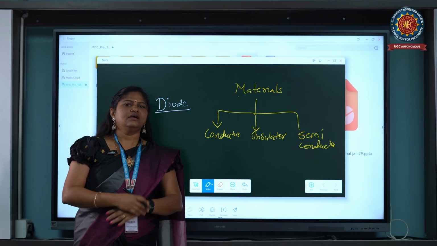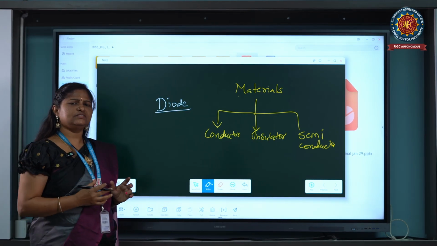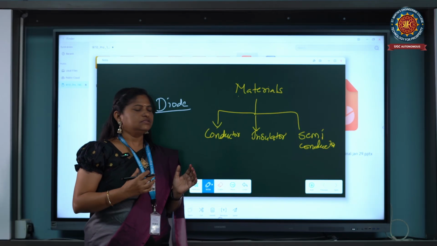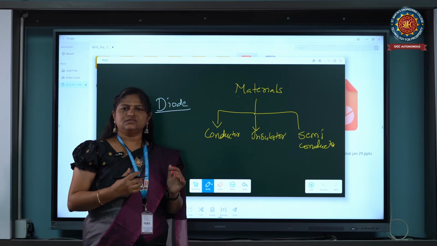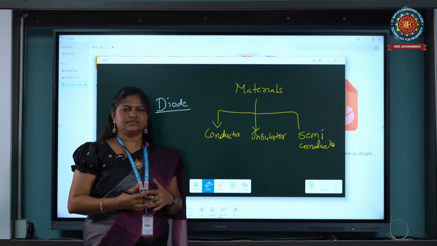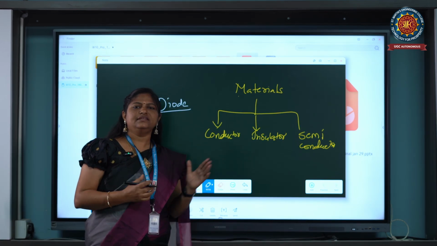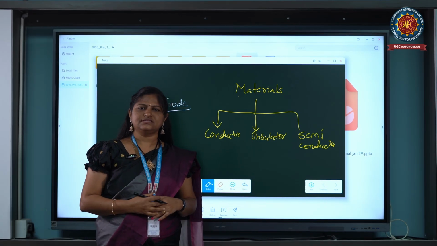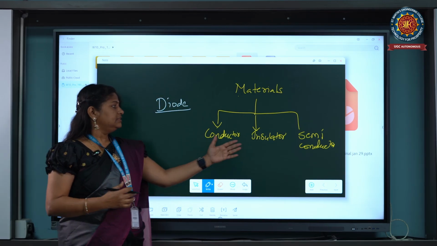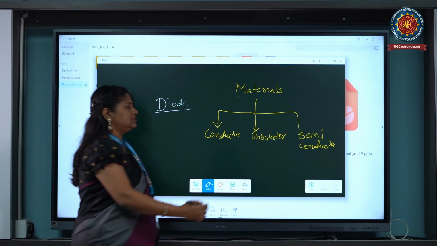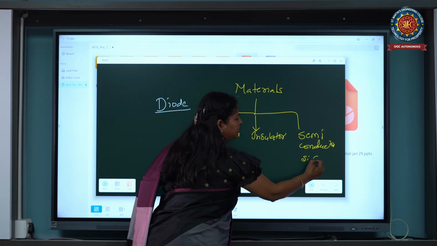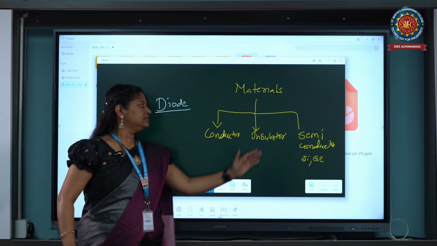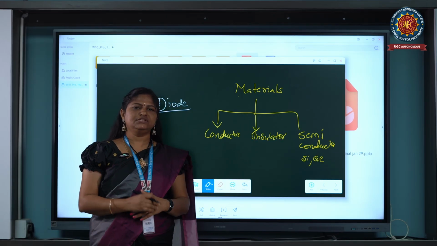And insulators: materials which do not allow the flow of current through them are called insulators. Examples of insulators are glass, rubber, etc. And semiconductors: the name itself indicates that their properties lie between conductors and insulators. Good examples of semiconductors are silicon and germanium.